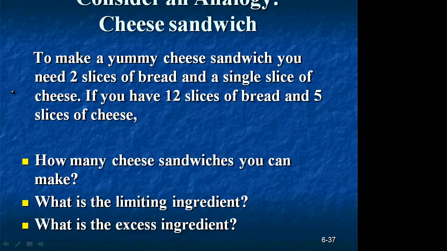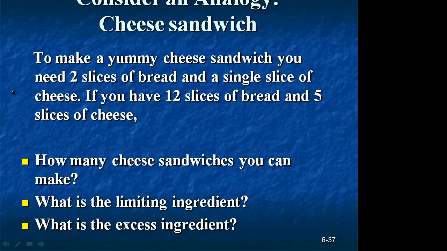So those 2 slices are called the leftovers, or bread is the excess reagent. If you think about this as a chemical reaction, cheese is the limiting reactant, bread is the excess reactant, and how many sandwiches we could make, which is our product? 5, which was determined by the number of the limiting reactant, which was the cheese slices.